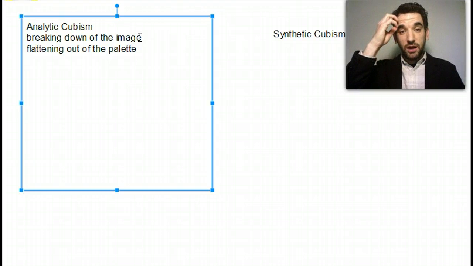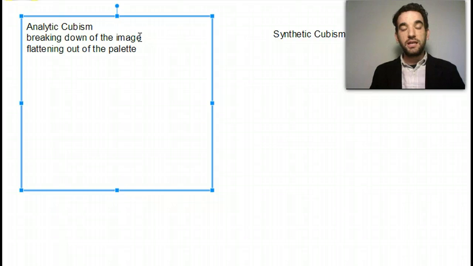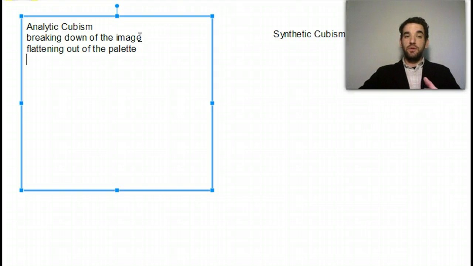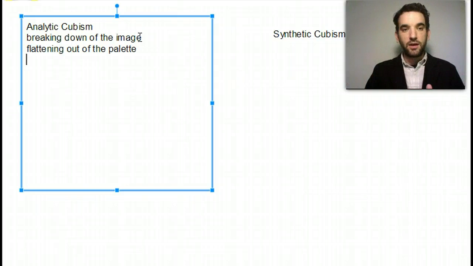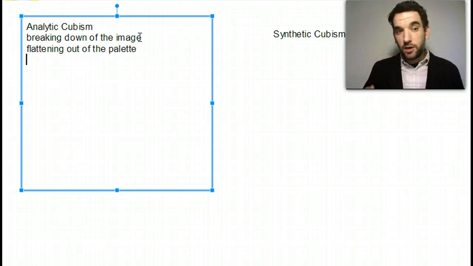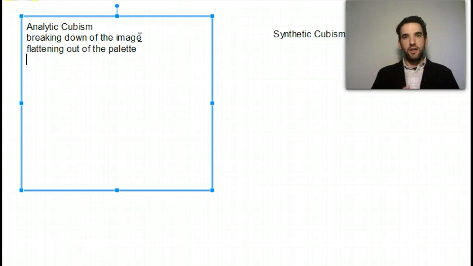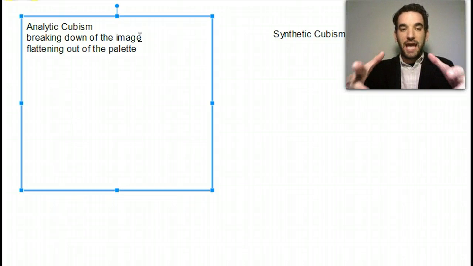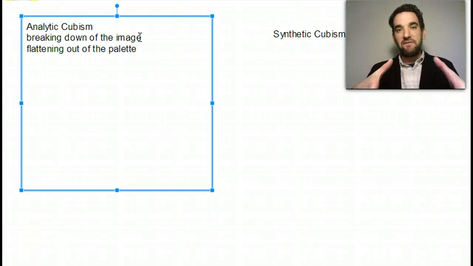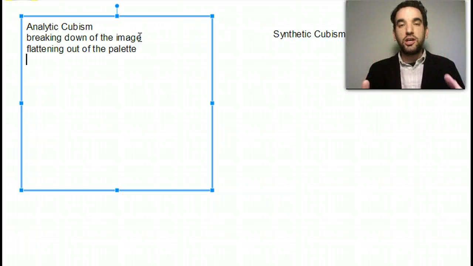Ultimately, though, when I talk about the idea of breaking down the image, it's under the auspices of an analysis. So they're doing a visual analysis of, say, a person sitting in a cafe playing an instrument. There's a violinist in one of them. There's a guitar player in another one of them. There's a woman in another one of them. Or it's the analysis of the actual table at a cafe.